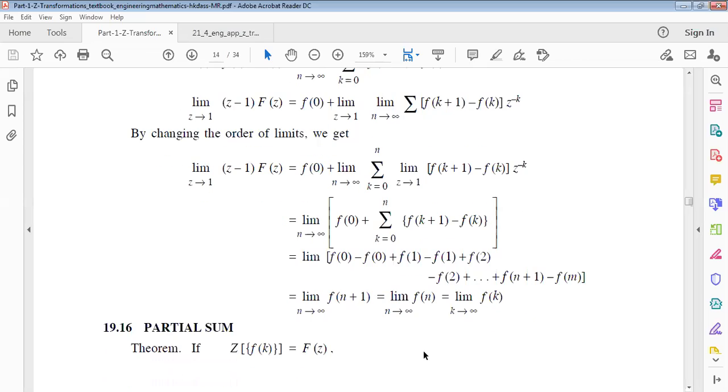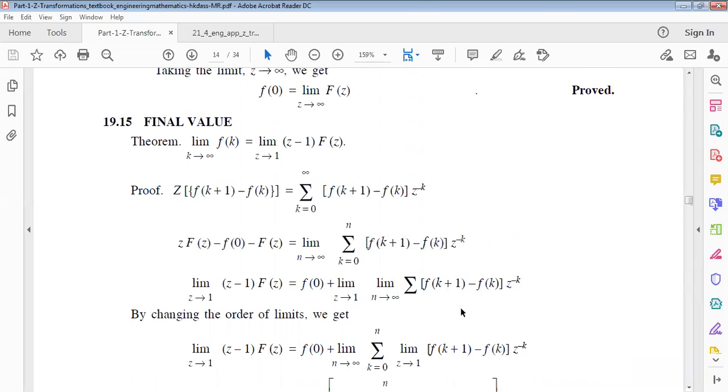So this equals the limit as k tends to infinity of f(k), just replacing n by k. Now this is the limit as k tends to infinity of f(k), the final value theorem proved.